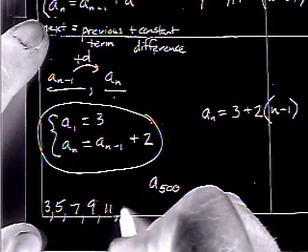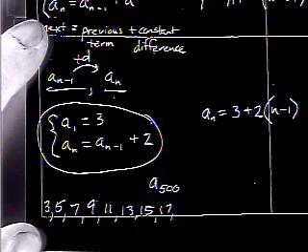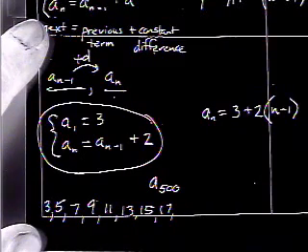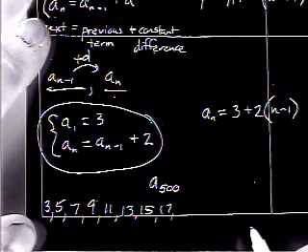Right? And then I add 2, and then I add 2, and then I add 2, and then I add 2. What are we up to now? We're up to the 8th term? Whew! It's going to take a while. No, I do not want to use this method to find the 500th term.